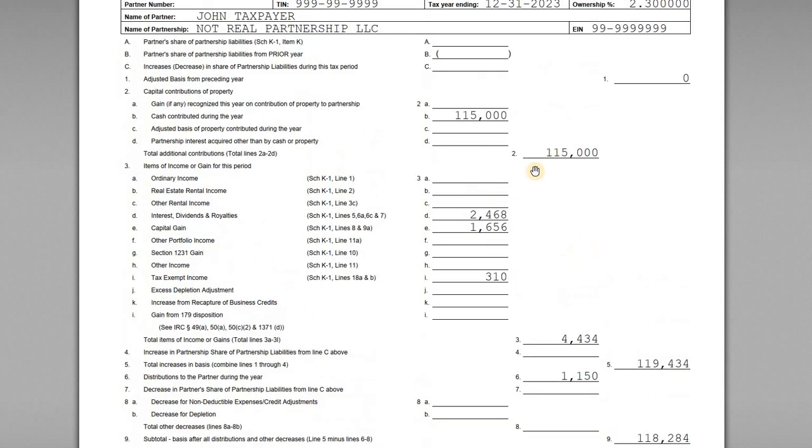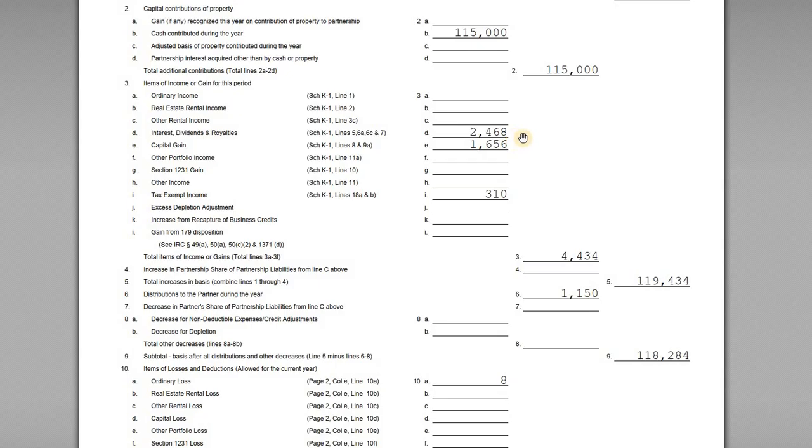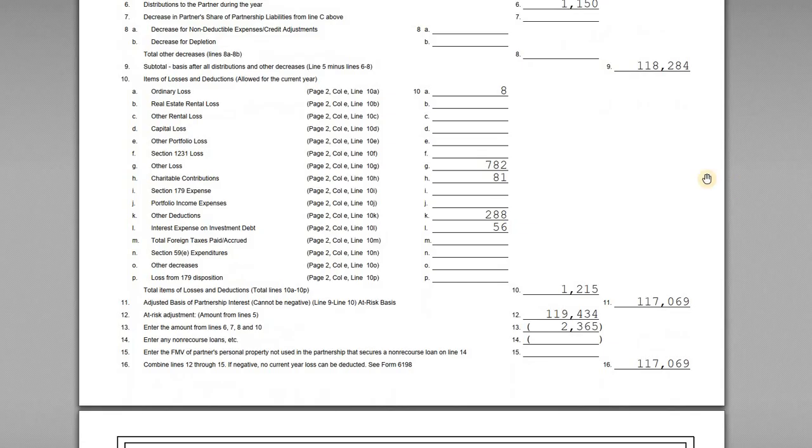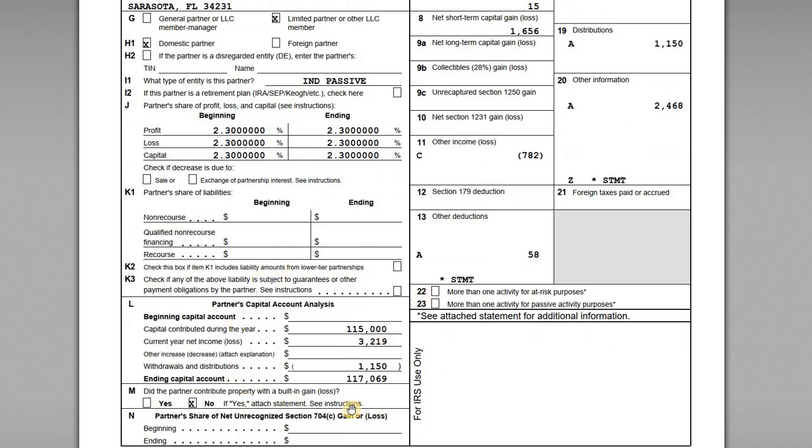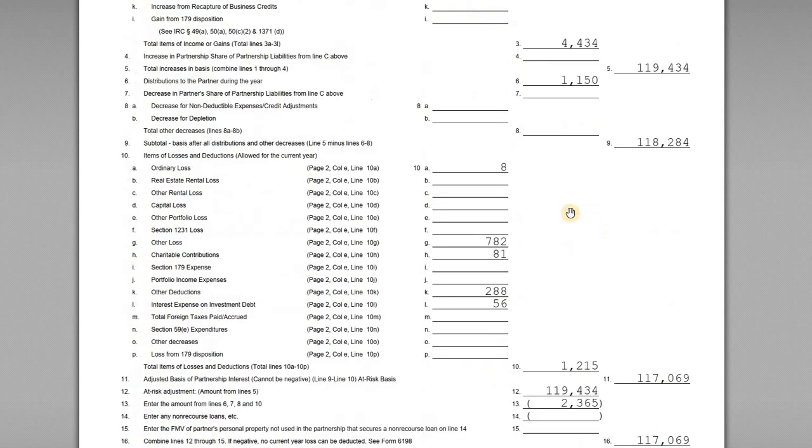So the basis worksheet, we can see we've got increases for the amount of cash contributed during the year, increases for positive amounts of income, so the interest, dividends, capital gains, and then we see the deductions for things like the losses, charitable contributions, and so on. So John's ending basis here per the partnership's worksheet is $117,069, and so that reconciles with his capital account reconciliation here, right? His ending capital account for tax purposes is $117,069. Okay, so that's that worksheet.